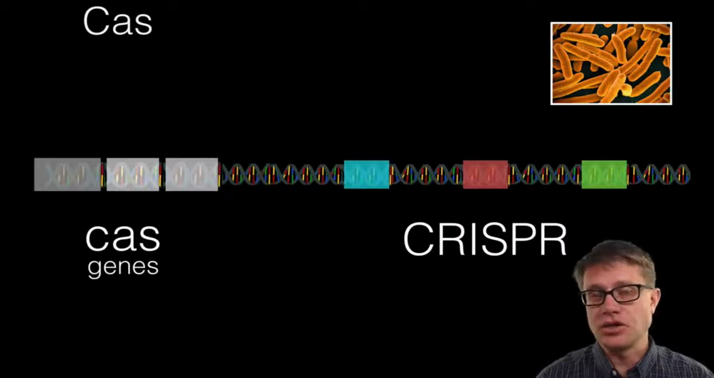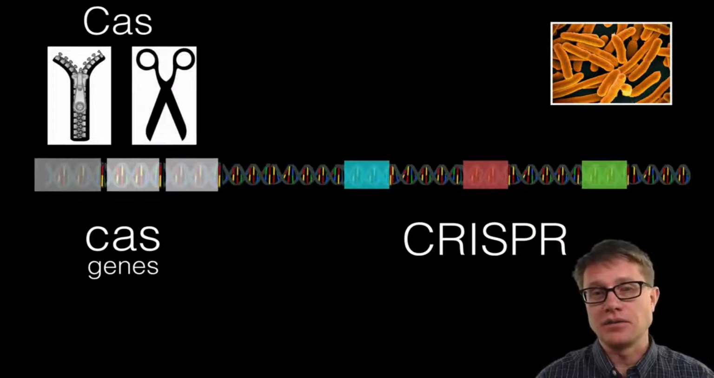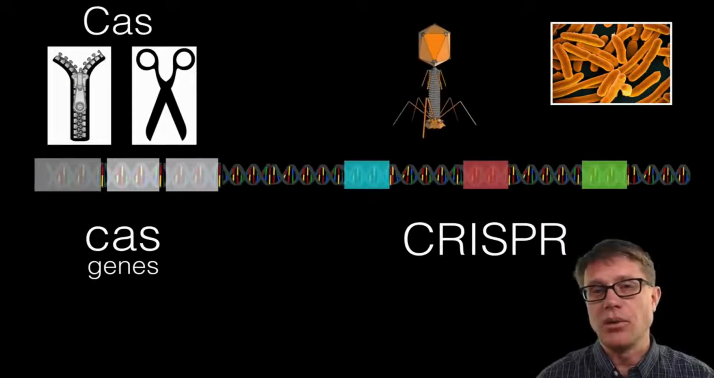The Cas proteins in general are going to be helicases, those are proteins that unwind DNA, and then nucleases, those that cut the DNA. And so the idea was perhaps this is an immune system for bacteria, a way they could fight their old nemesis, the bacteriophage. And that's exactly what's going on.